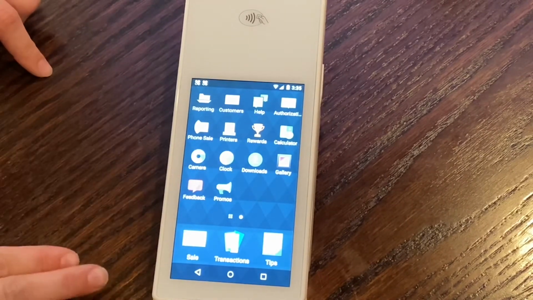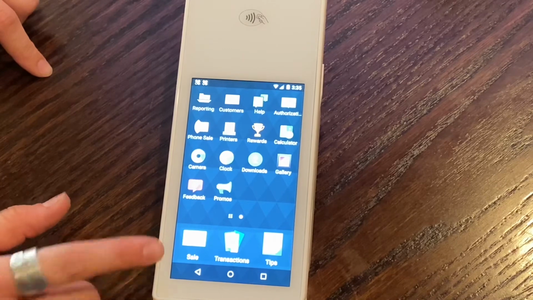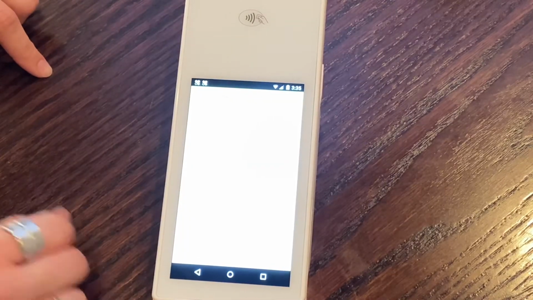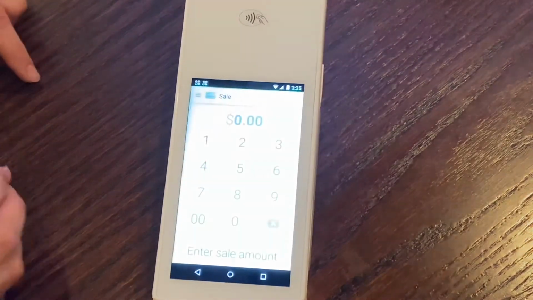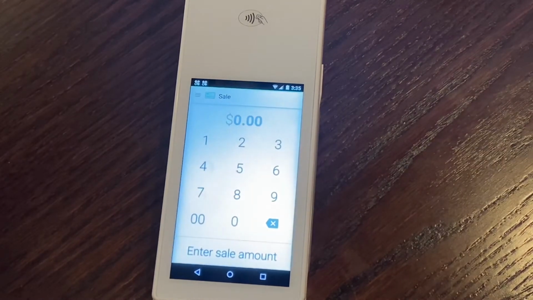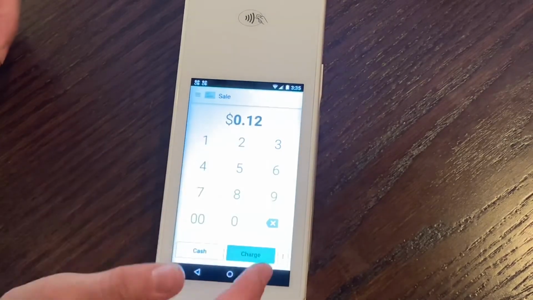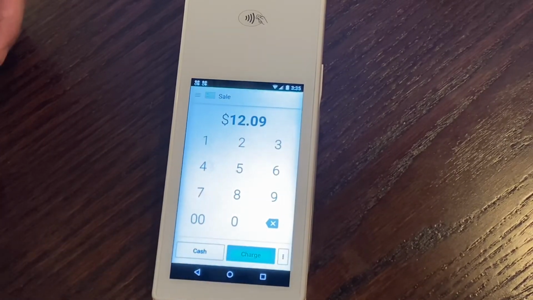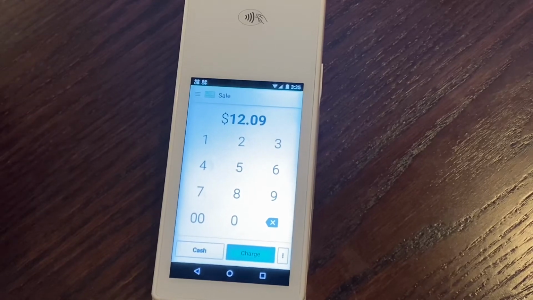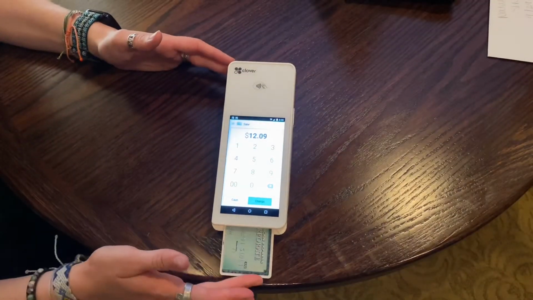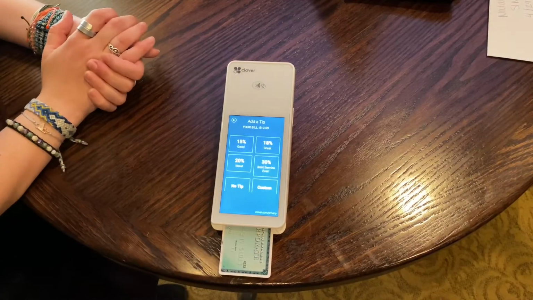This is going to be the home screen. You're going to need to go to Sale, bottom left, and this is where you're going to enter the price that is at the bottom of the ticket that you printed off. So in our example that we used previously, it was $12.09 for that drink. Then you insert the card and just hit charge, and it'll prompt you to this screen.